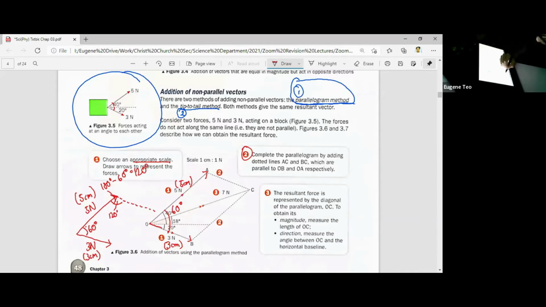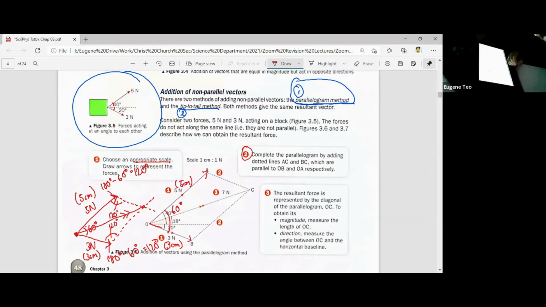Same thing, the angle over here will also be 180 minus the central angle, which is 60. So I'm also going to get 120. So I'll measure 120 over here, then I'll draw a dotted line. Right, so you can see here is my freehand parallelogram, which you're going to have something like this. Then the resultant force is always from the starting point to the ending point. This is the resultant force.